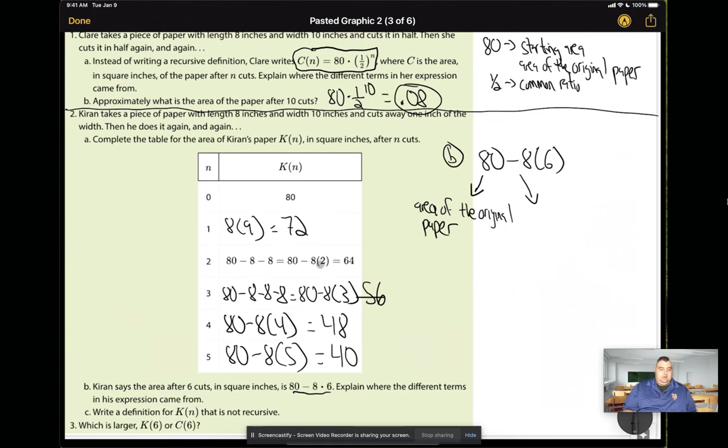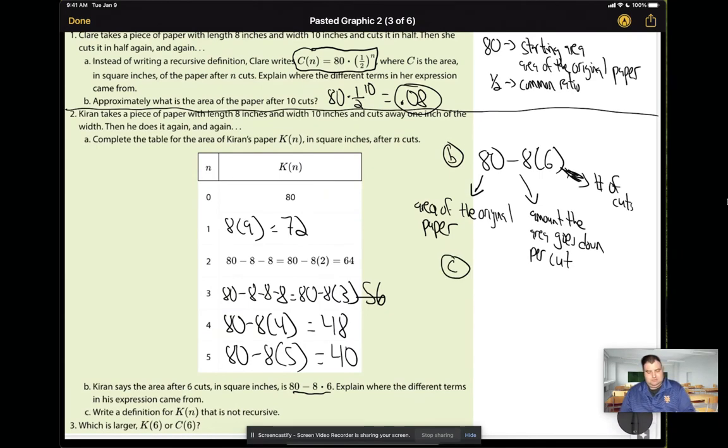What is the 8 here? Well, in this case, after each cut, notice each time the area goes down by 8. So it's the amount the area goes down per cut. So after one cut, it goes down by 8 once. After 2 cuts, it goes down by 8 twice. So on and so forth. And the 6 here is the number of cuts, right? Because he's trying to find the area after 6 cuts. So 80 minus 8 times 6. That answers the question. Explain where the different terms in his expression come from.